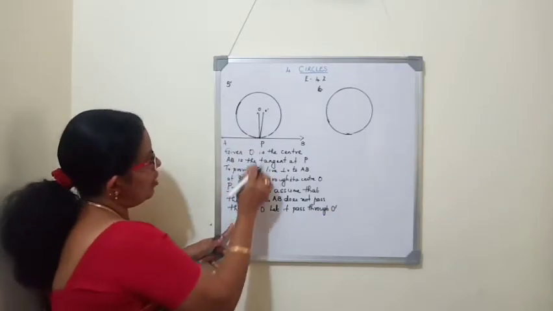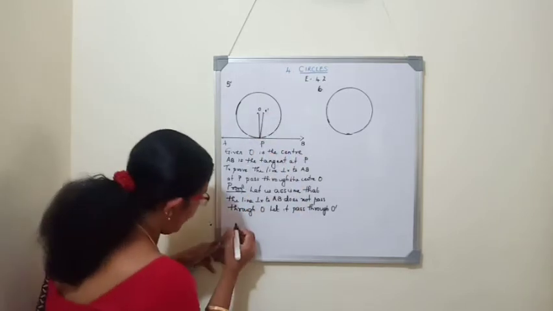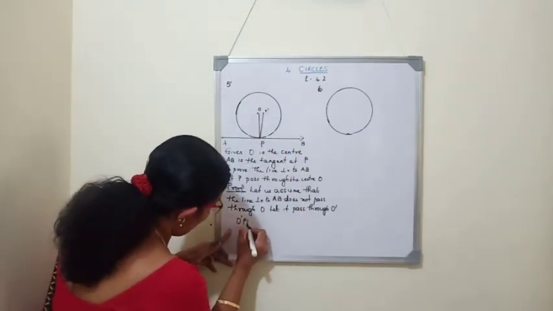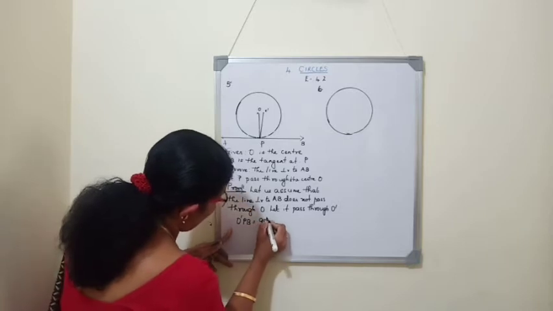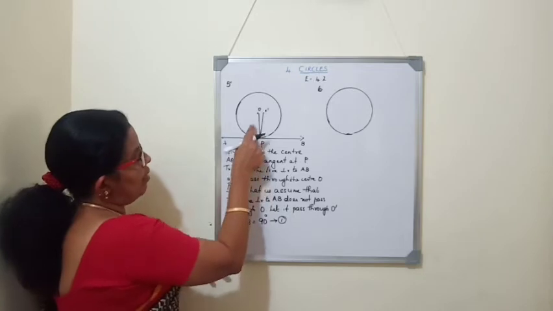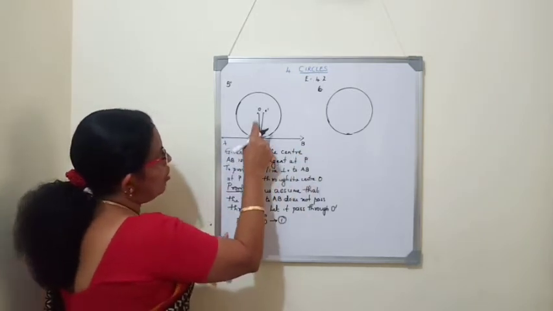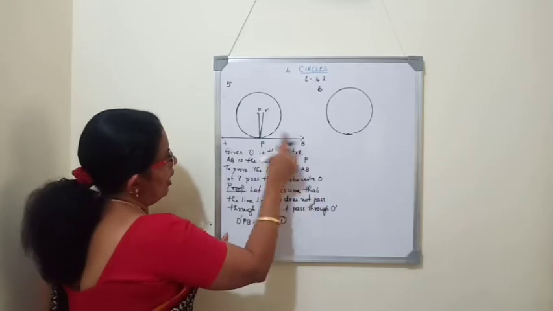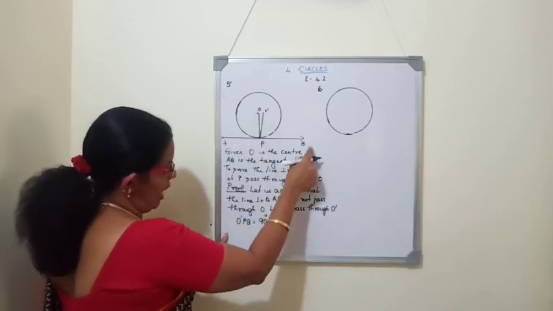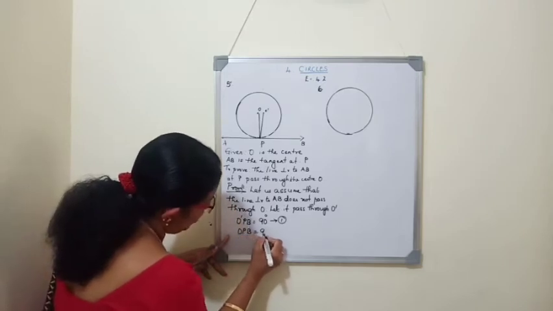And now if it passes through O dash, angle O dash PB will be 90 degree. O dash PB is equal to 90 degree. This is equation number 1. But we know that by theorem 1, OP is the radius, AB is the tangent, so OP will be perpendicular to AB. So what about angle OPB? Angle OPB is 90 degree by theorem.